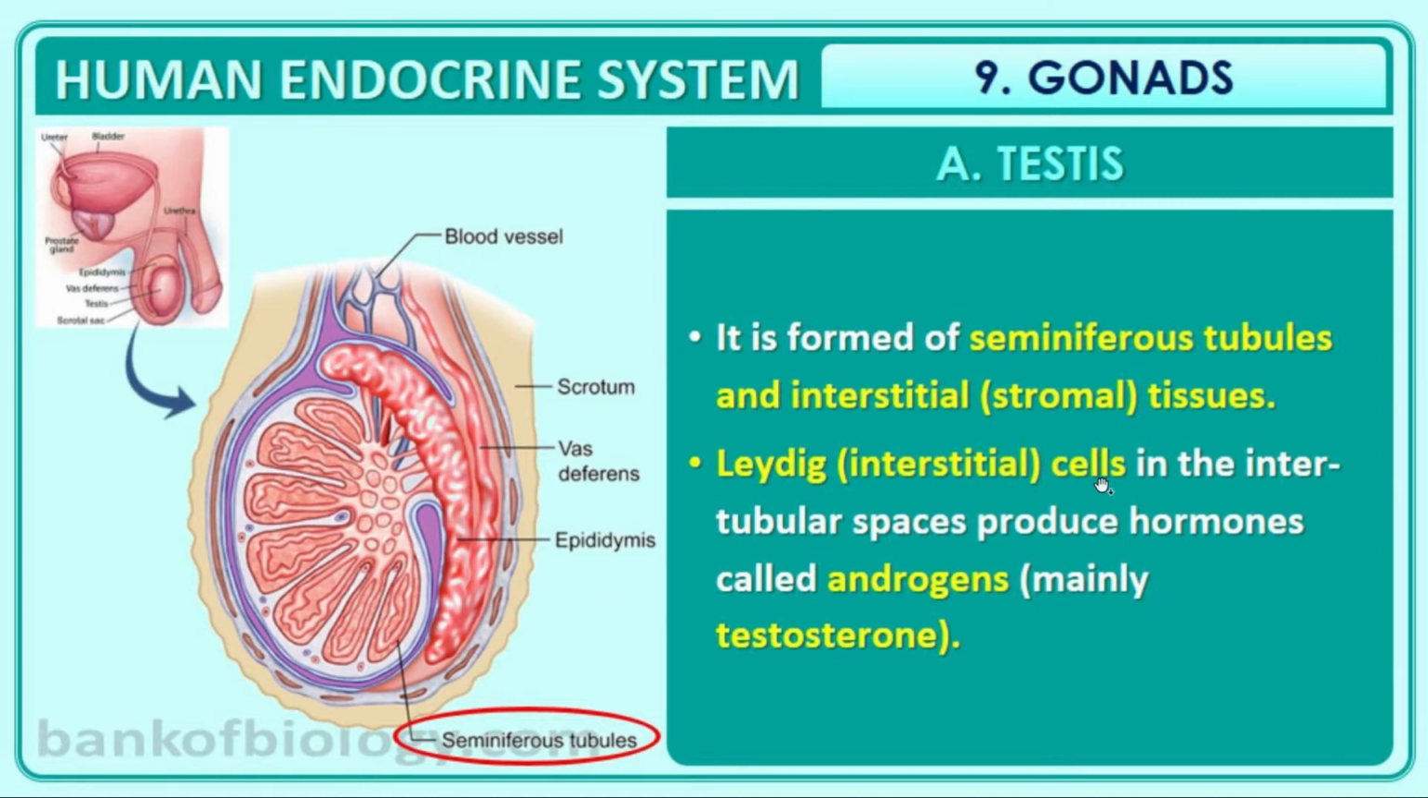The Leydig cells in the intertubular spaces produce a hormone called androgen, mainly testosterone. Is it clear? Here, on the inner side of these seminiferous tubules, there is a presence of Leydig cells. These Leydig cells produce the hormone known as androgen. The androgen is known as the male sex hormone. Is it clear?